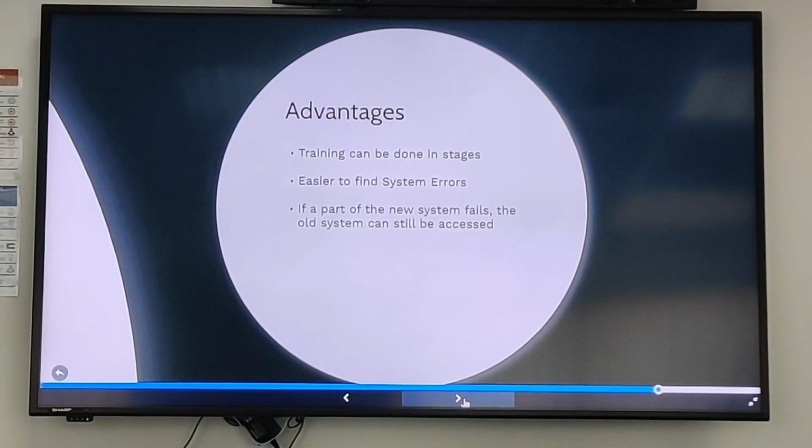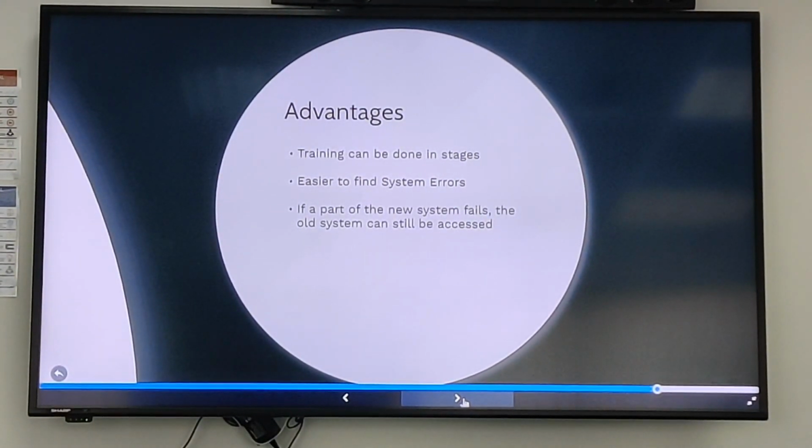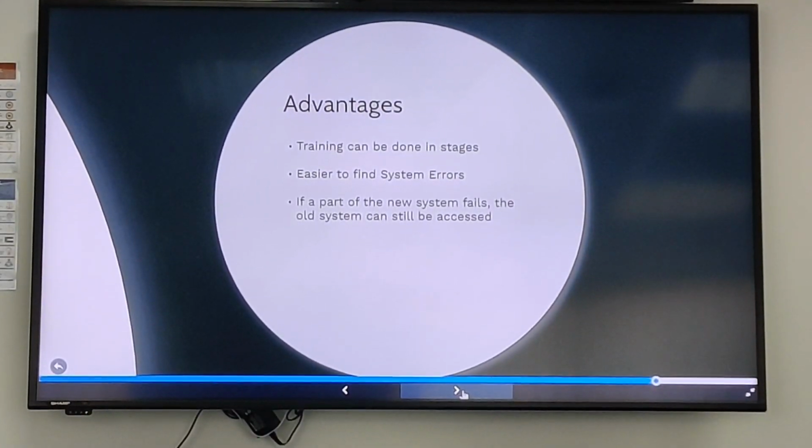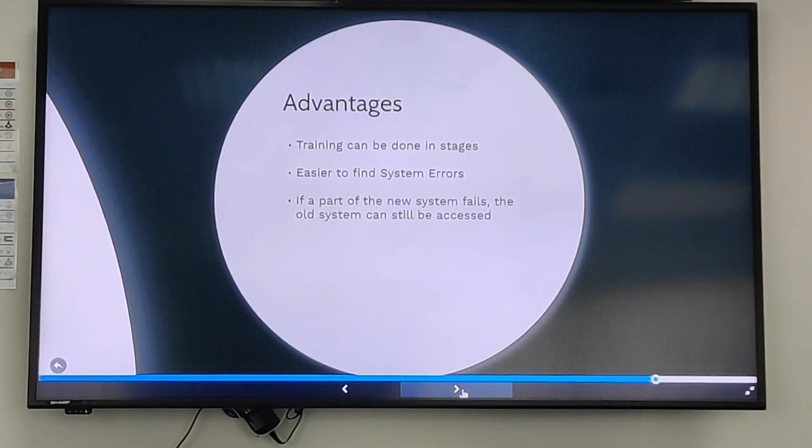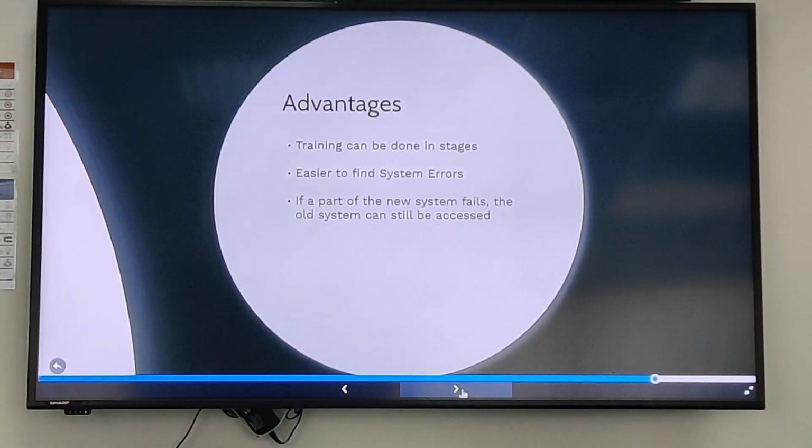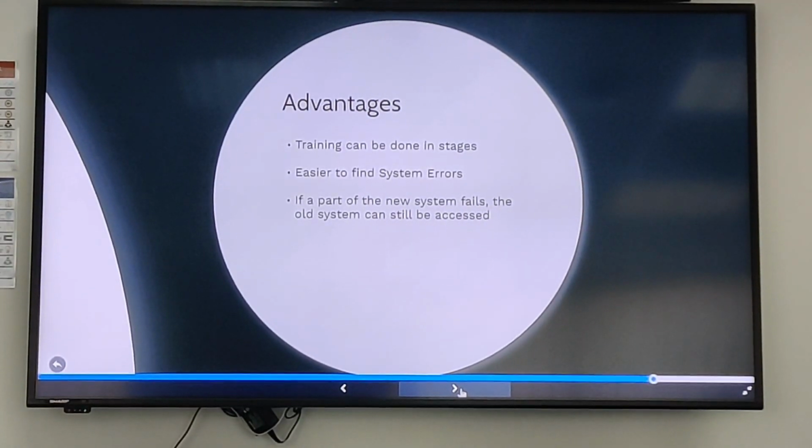So, for a phase changeover, the training can be done in stages. It's easy to find errors as you're moving from one module at a time. So if there is an error in one module, you can sort it out first before they move to the next. And if part of the system failed, the new system failed, the old system can still be accessed, if it's not the one that's already been changed.